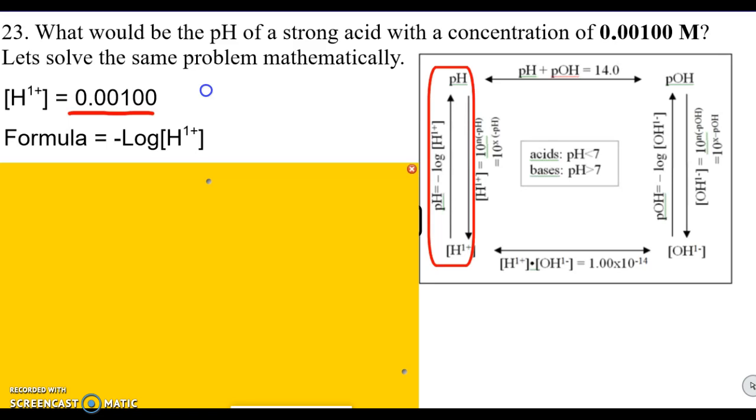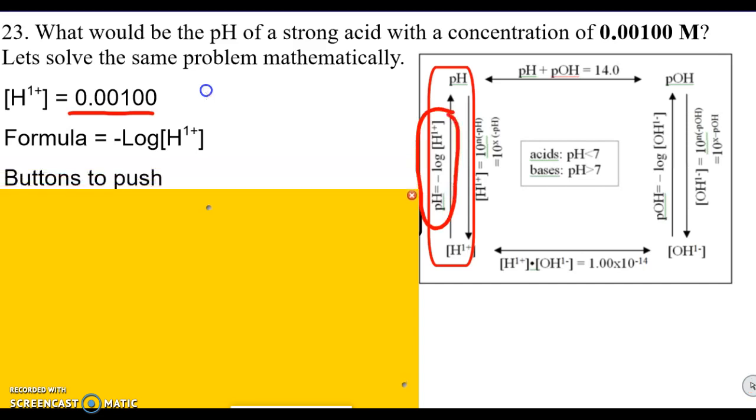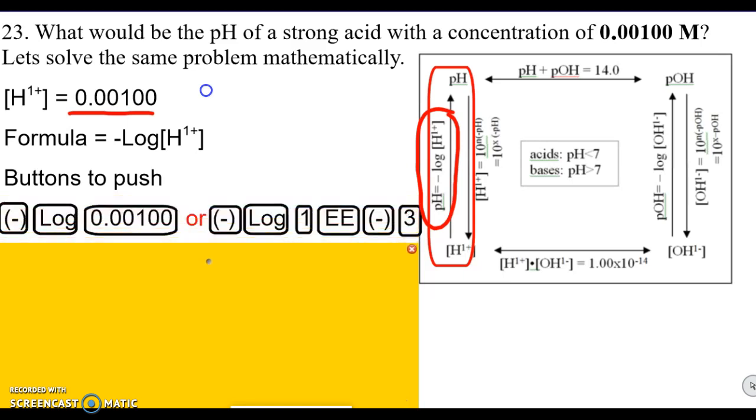The formula that we're going to use is negative log, and then multiply that by the concentration of the hydrogen ion, and that will give me the pH. So on your cover, we have that right here. pH equals the negative log of the hydrogen ion concentration. So buttons to push. Most likely, you will push the negative button, which is not the same thing as the subtraction button, the log button.